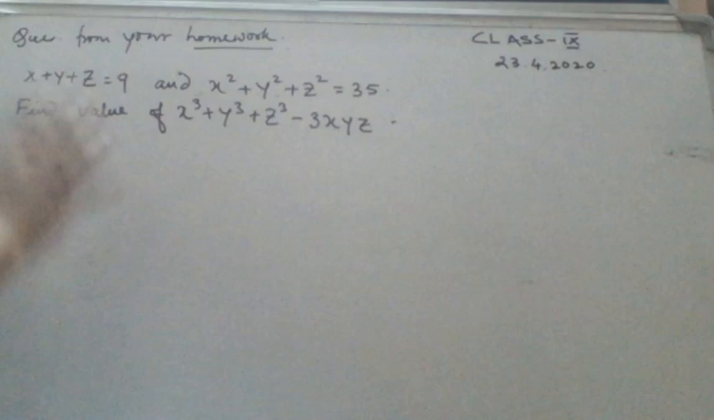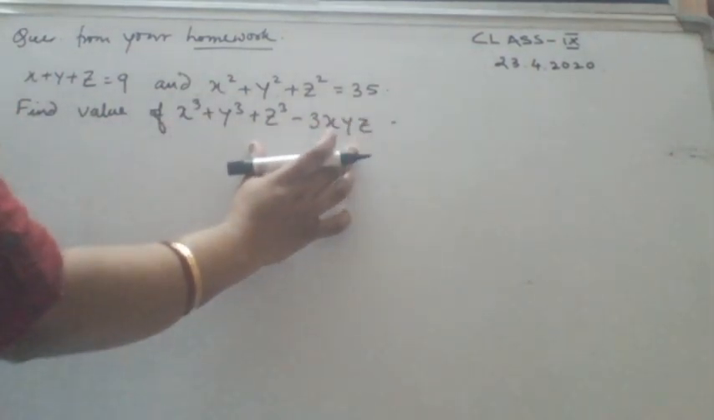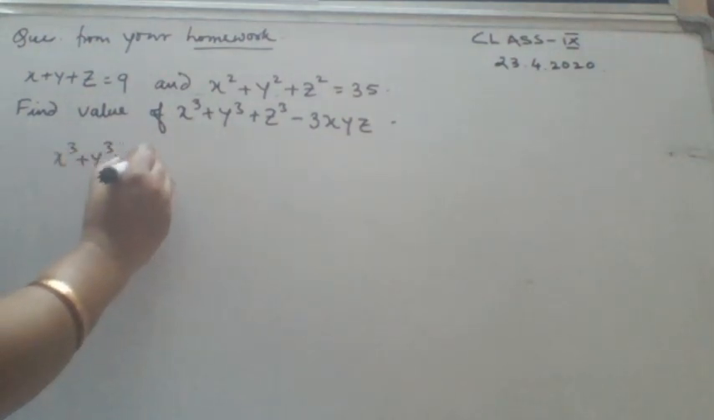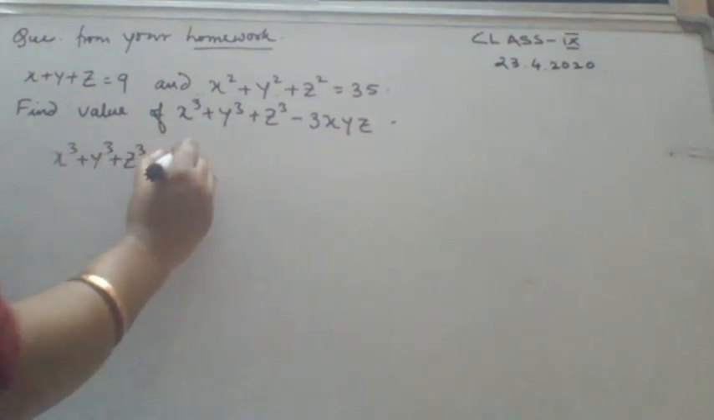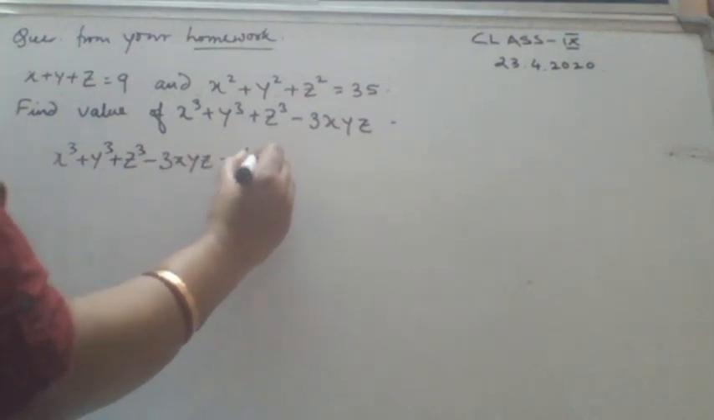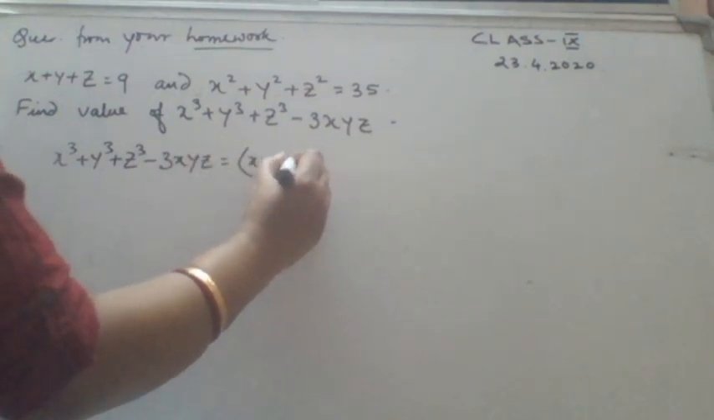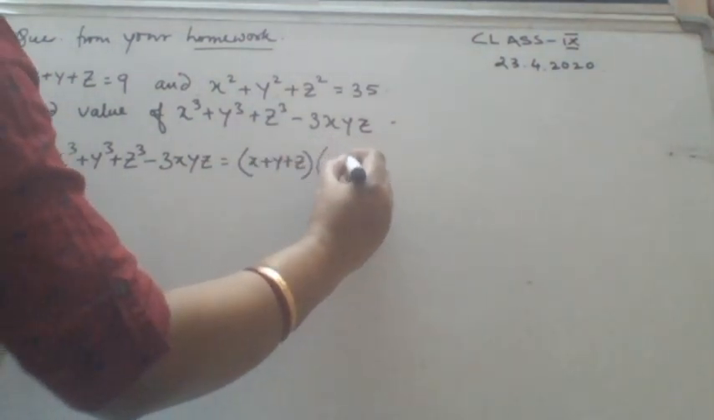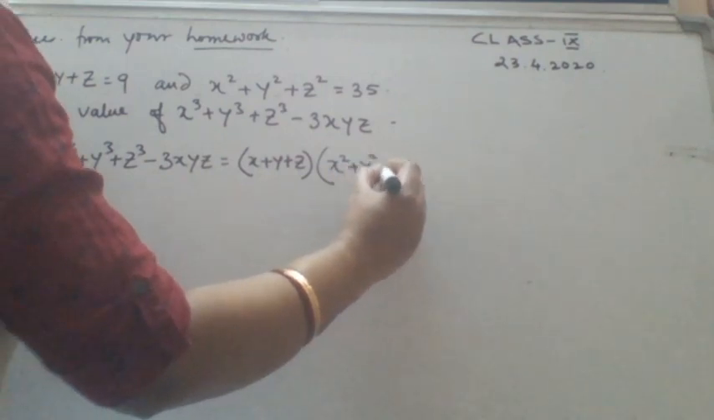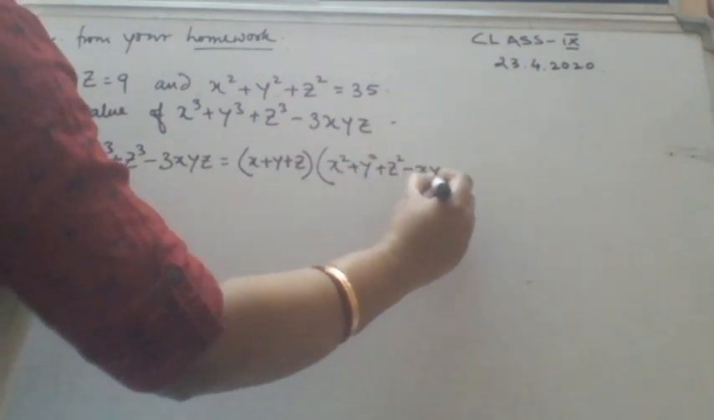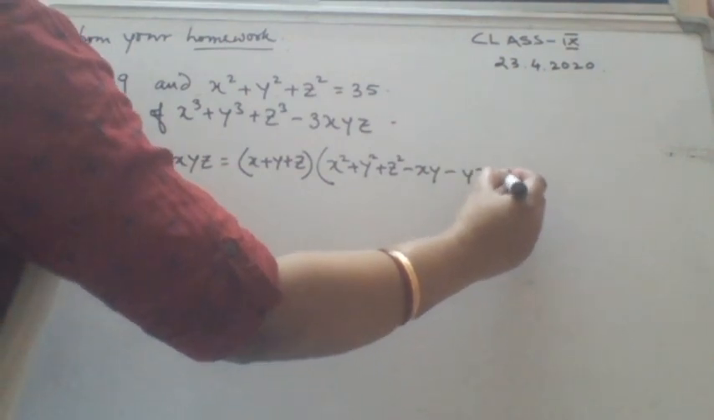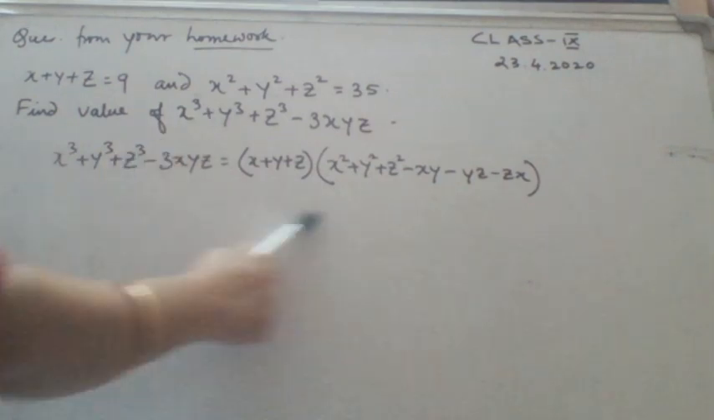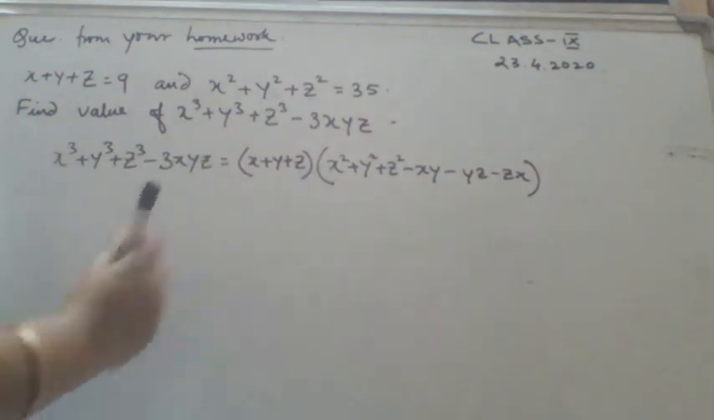See what we do. This is the identity. You remember this identity: x cube plus y cube plus z cube minus 3xyz is equal to x plus y plus z in the first bracket, and in the second bracket you have x square plus y square plus z square minus xy minus yz minus zx. Right? So this is the identity. We need to find this value.